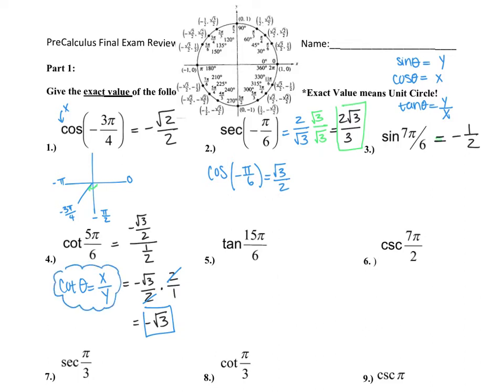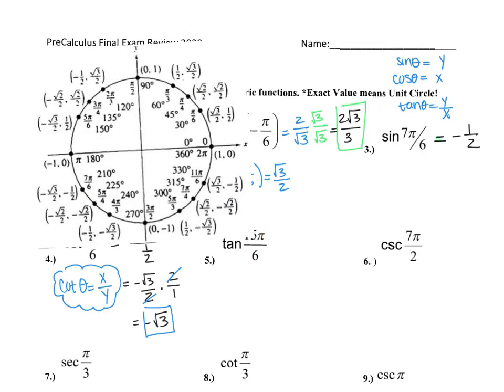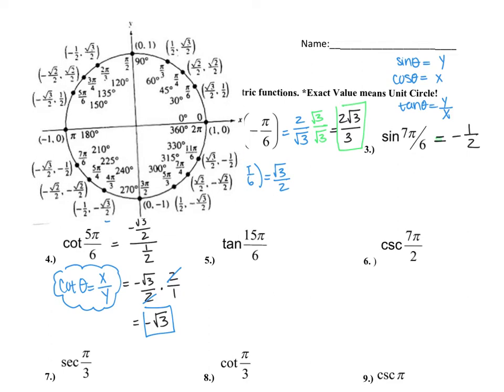So for this next problem, we have tangent, and tangent's y over x. So we have to find the y and the x value for this angle. But here's the first problem. 15 pi over 6 does not show up on the unit circle. As you can see, the last angle here is at 2 pi, and if you want a denominator of 6, 12 pi over 6 would be equivalent to 2 pi.